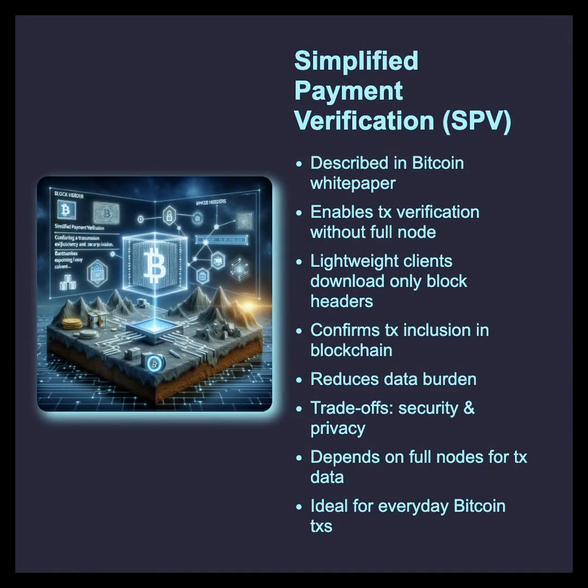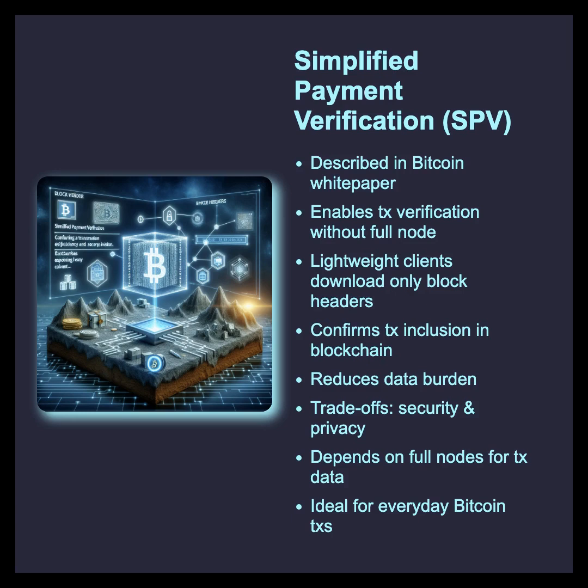Simplified Payment Verification, SPV, is a method described in the Bitcoin Whitepaper that enables users to verify transactions without running a full network node. This approach is facilitated by lightweight clients, which download only the block headers of the blockchain rather than the entire block content. SPV clients can confirm that a transaction has been included in a block and subsequently appended to the blockchain without needing the full transaction history, thus significantly reducing the data burden.